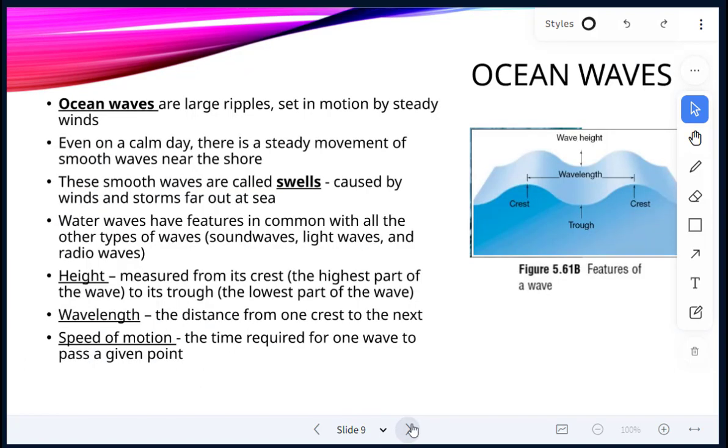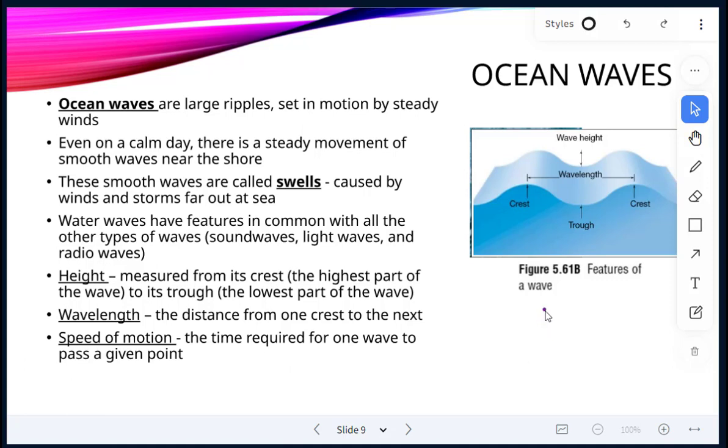Next, ocean waves, large ripples that are set in motion by steady winds. Even on a calm day, there is a steady movement of smooth waves near the shore. Those smooth waves are called swells, and they're caused by winds and storms far out at sea. Common features that we've seen already when we were talking about light. Water waves have the features that are in common with all the other types of waves like sound waves, light waves, radio waves.